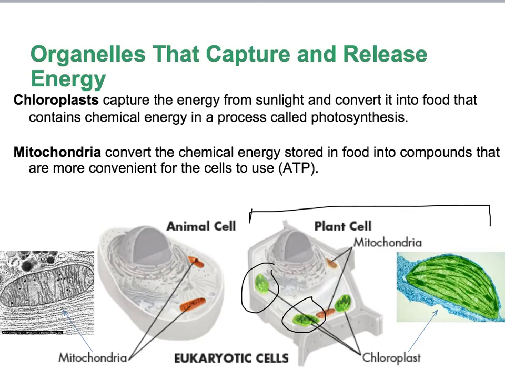So it stores the energy in a form called starch, and then the mitochondria, when the animal cells break down the starch, so the chemical energy stored in food, another word for that is the starch, when it breaks down that starch, it turns it into compounds more convenient for the cell to use, like ATP. So that's the form of energy that the cell can use for all its cell functions, whether it's making proteins, breaking things down in the lysosomes, whether it's moving. Anything the cell does requires energy. This is where it gets that energy.